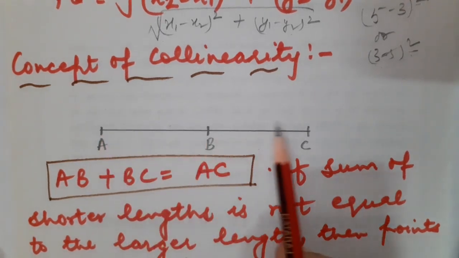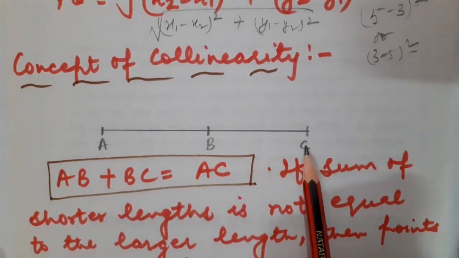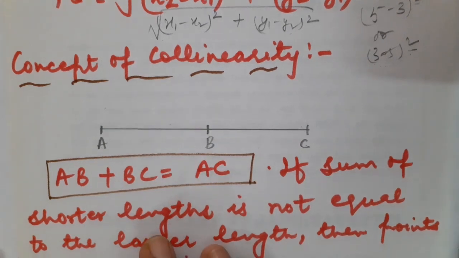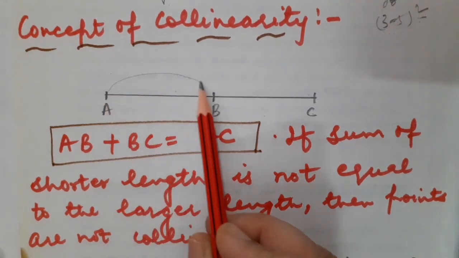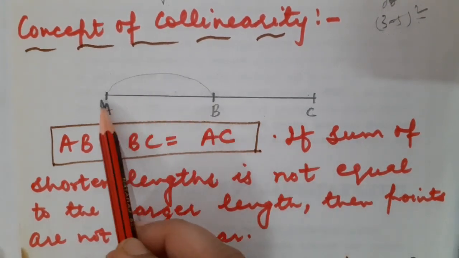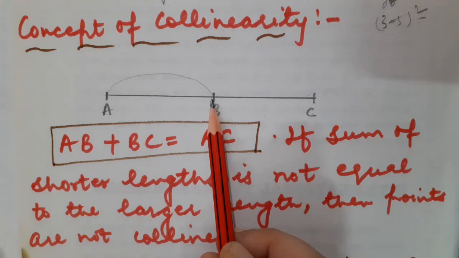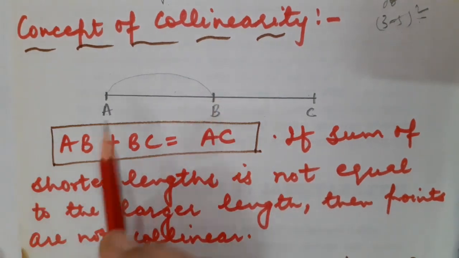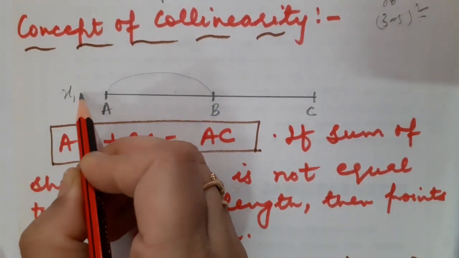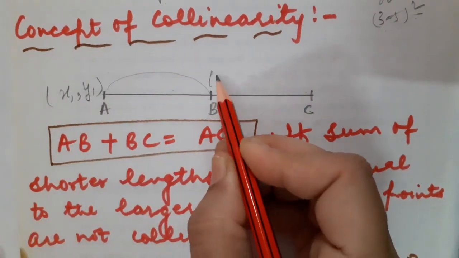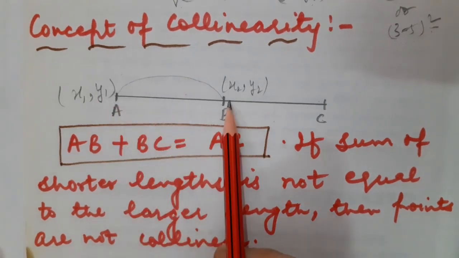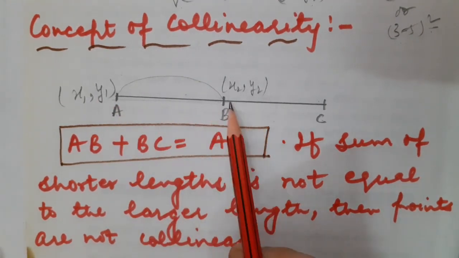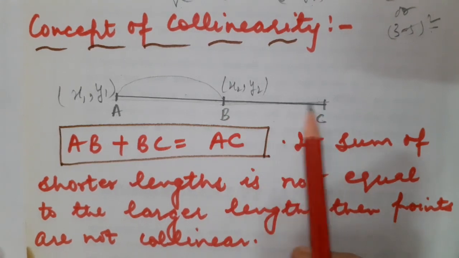Now let us switch to the concept of collinearity. Here I have plotted 3 points on the same line. This is A, B and C. Now I have to tell, using distance formula, what is the concept of collinearity. AB means the distance between A and B, that you know how to calculate. I have just explained the derivation, that is x2 minus x1 whole square plus y2 minus y1 whole square. Suppose here you take the coordinate of A as x1, y1, and here you take the coordinate of B as x2, y2. So you calculate the distance between them, AB. In the same manner you will calculate the distance between B and C.